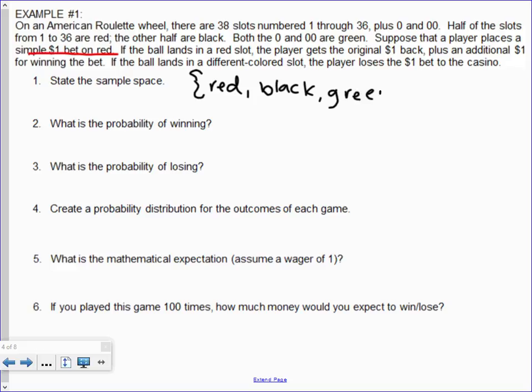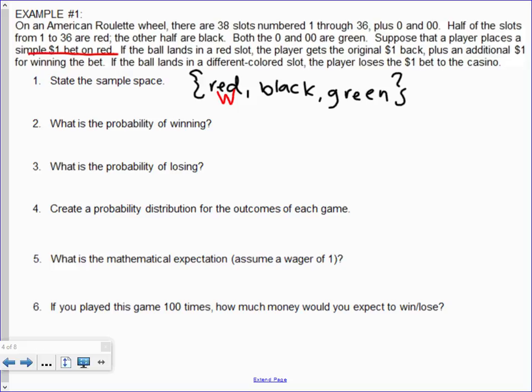So we're looking on the roulette wheel in colors for this particular bet. If you're looking at numbers, then you have a different sample space. But we're looking at the colors. So we want to talk about what is the probability of winning. Which part of that sample space, red, black, or green, is a win for you? Red. We put the bet on red, so red is going to be a win.